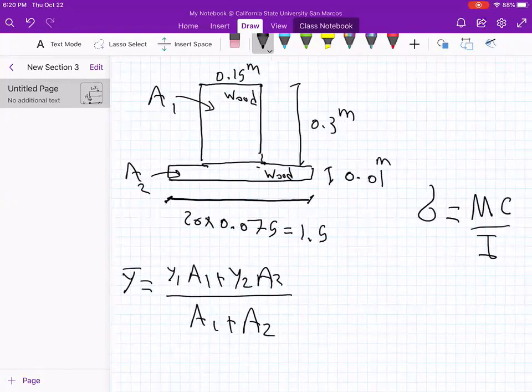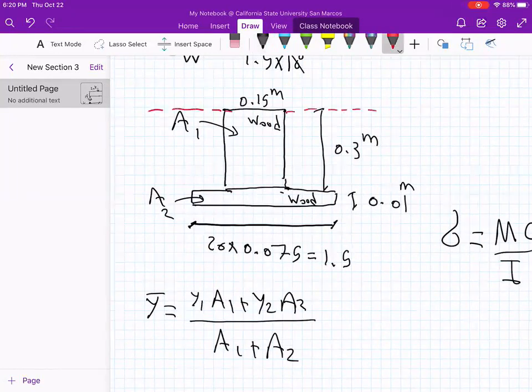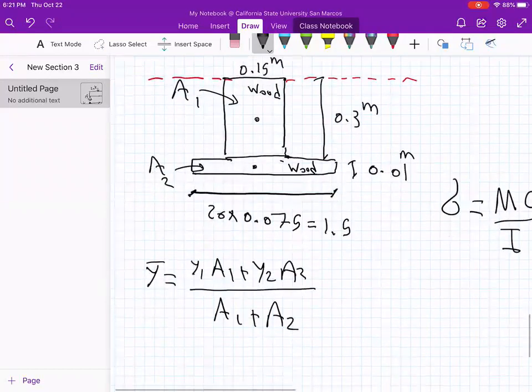Okay, now to find the center, let's fix one. Let's make an axis, let's just pick, this is a fixed axis. I want to find the center of this here, the center of this here, and then we want to find the center, the Y bar. Now help me to write. What is Y1 with respect to that red axis? 0.15, times what is A1?